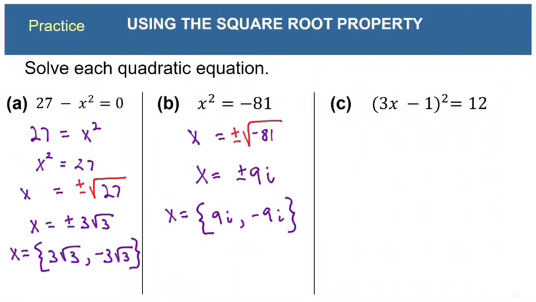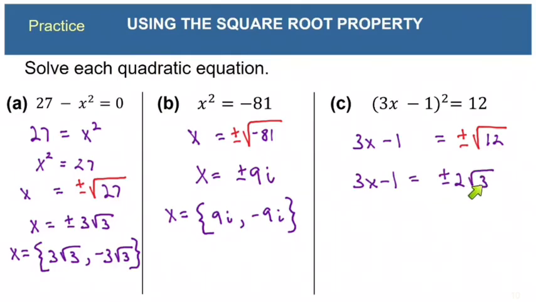And then let's look at this example that contains a squared binomial. So notice that the squared binomial is already isolated. We will just apply the square root property. So we will end up with 3x minus 1 on the left side and plus or minus square root of 12 on the right side. And now remember that square root of 12 can be reduced. So 12 is 4 times 3, and the square root of 4 is 2, so that means the 2 will come outside the radical, and we will have 3x minus 1 equals plus or minus 2 times the square root of 3.